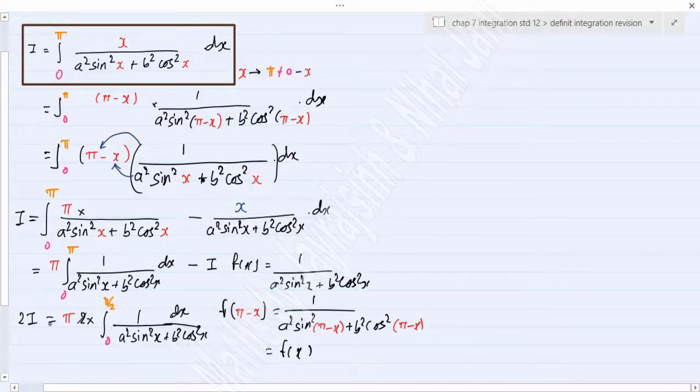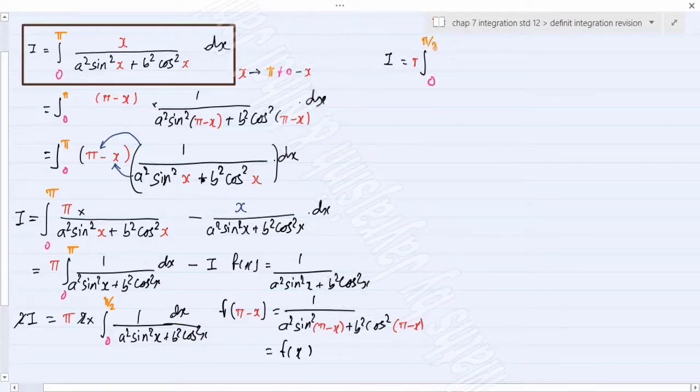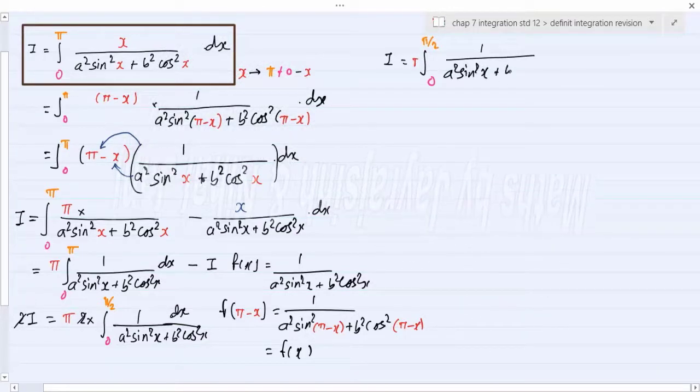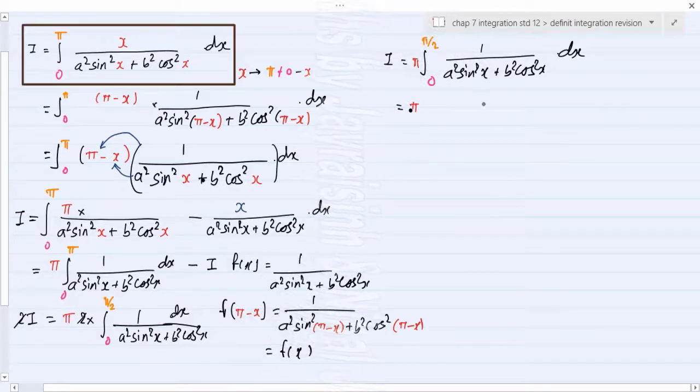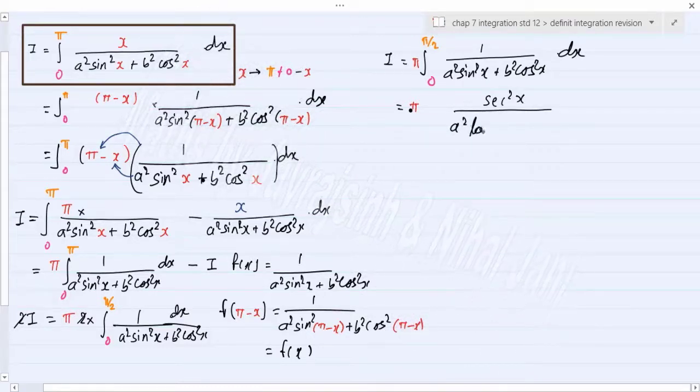Okay, so this 2 will cancel out and our I will be pi as it is, integration from 0 to pi by 2 of 1 upon a square sine square x plus b square cos square x dx. To integrate this form, we have to divide by cos square x. So the numerator will become sec square x, divided by a square sin by cos, which becomes tan square x, plus b square cos square x by cos square x, which becomes b square.